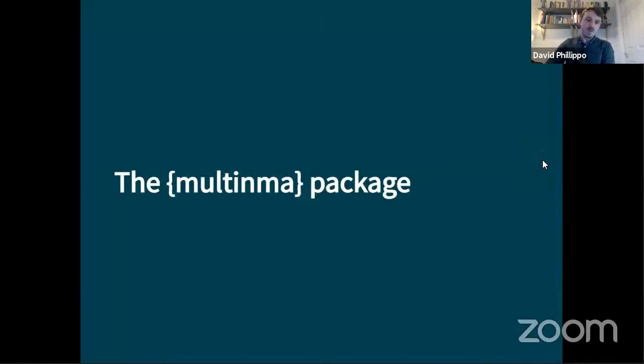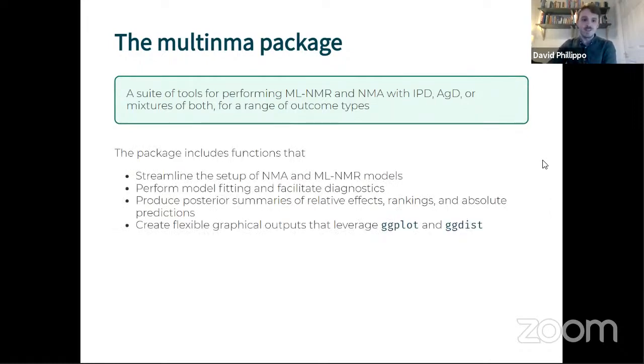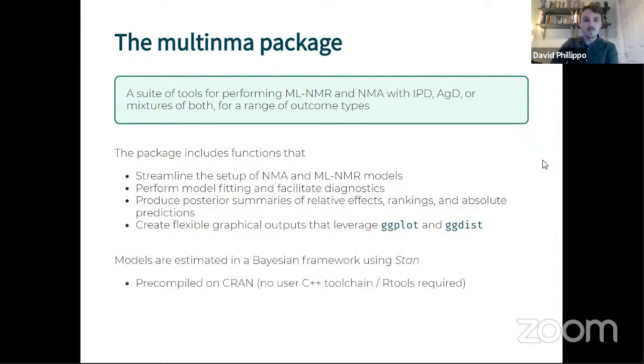And these methods are all implemented in the multinma package, which is a suite of tools for performing ML-NMR and standard network meta-analysis with individual patient data, aggregate data, or mixtures of both for a range of different outcome types. The package includes functions that streamline the setup of these models, perform model fitting, and facilitate diagnostics. We can produce posterior summaries of quantities of interest, such as relative effects, treatment rankings, absolute predictions, etc. And we can create flexible graphical outputs, leveraging the power of ggplot and ggdist.